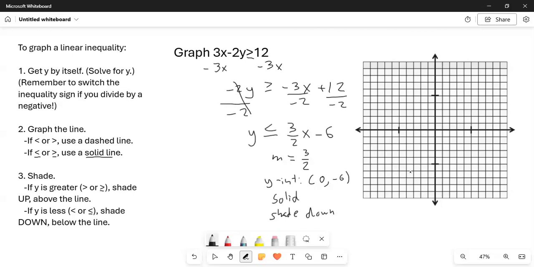So we're going to start at the y-intercept of negative 6. And we're going to rise up 3, run 2 to the right. Keep going to find the rest of your points.